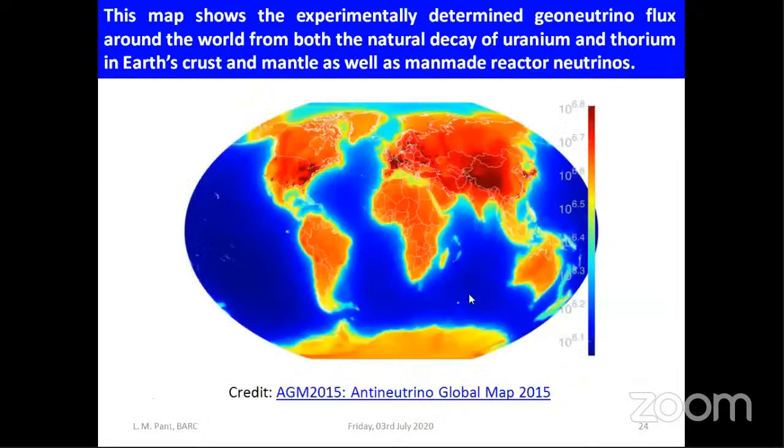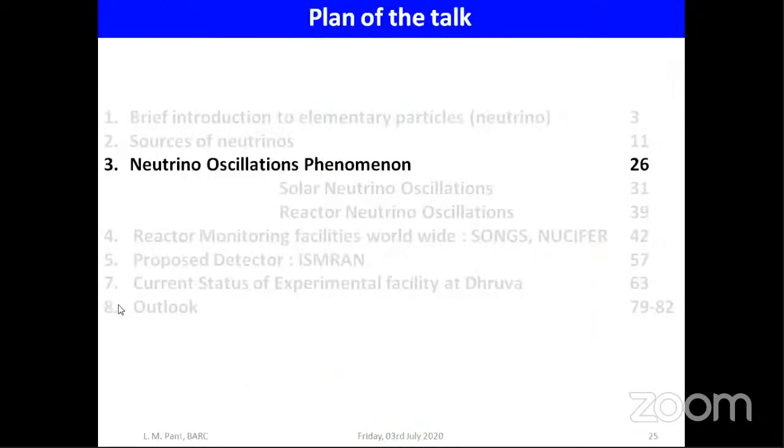Now, this map on slide 24 shows the experimentally determined geoneutrino flux around the world, both from the natural decay of uranium and thorium in Earth's crust and mantle, as well as the man-made reactor neutrinos. So you can see almost everywhere we have the neutrinos bombarding us, from outside the Earth, from the atmosphere, and everywhere.